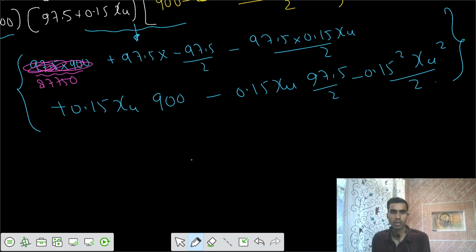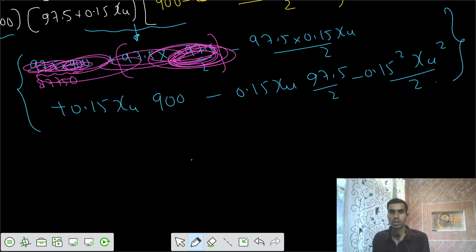87750. Okay, and solve this part also. We can directly add these two terms directly. Let's solve that directly. I would say minus 97.5 square divided by 2. So I got the final value of 82996.87. So this part is over. And we want to see whether there is any other constant.